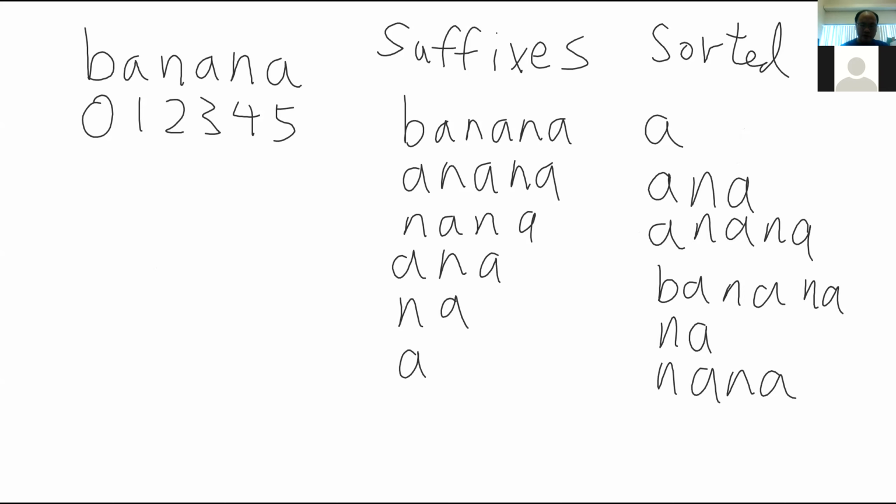Now, these suffixes here, you can give them a number, and the numbers simply represent the position where the suffix starts. You don't need to know where it ends because it always goes until the very end. So the original string has ID 0. The next one, Anana, has index 1. Nana has index 2, and so on.